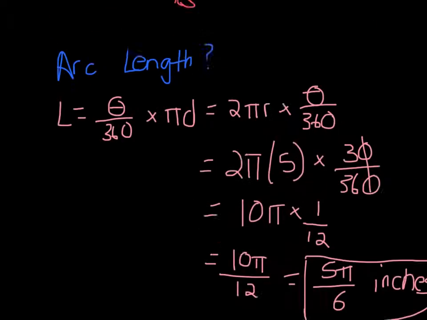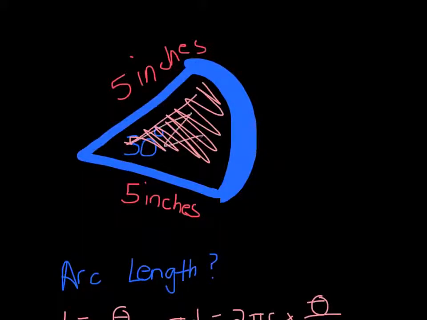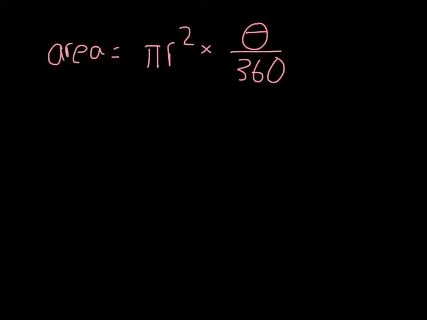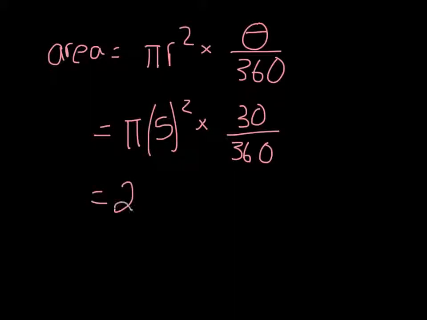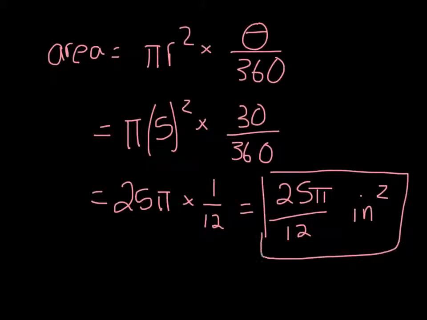Let's do a question with arc area. Let's take the same piece of pie, and let's say we want the area of this pie. We want all of this right here. So we know our equation: area is equal to pi r squared times theta over 360. The radius is 5, so 5 squared, and theta is 30 degrees over 360. Simplifying, we have 25 pi times 1 over 12, which gives 25 pi over 12 inches squared. Again, remember what I said about decimals: if you do not like decimals, you can leave it as a fraction.